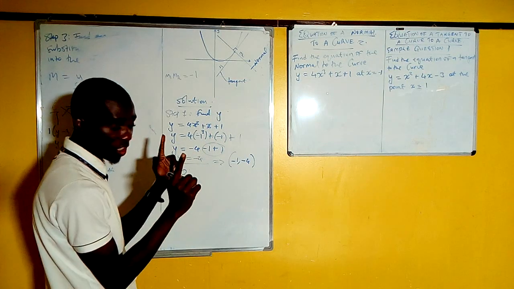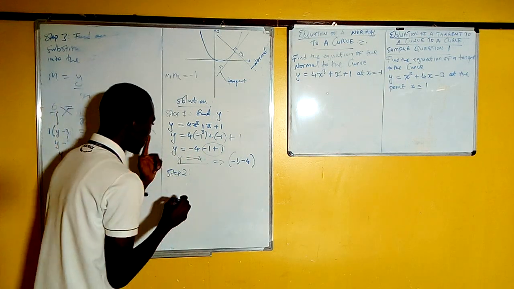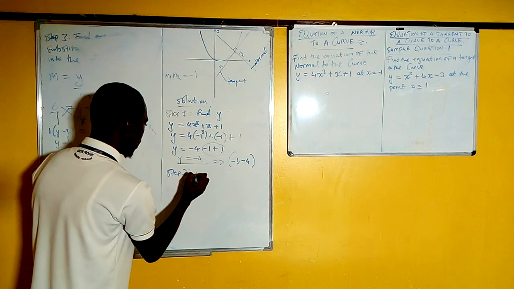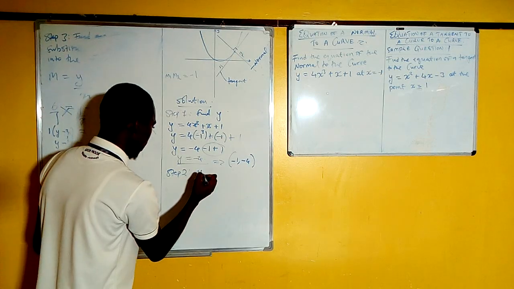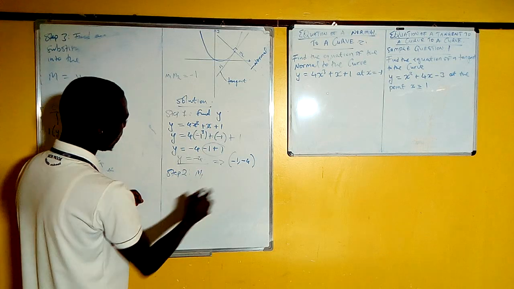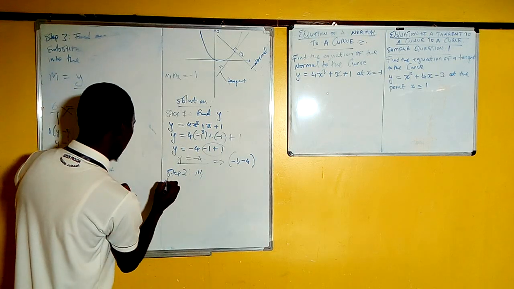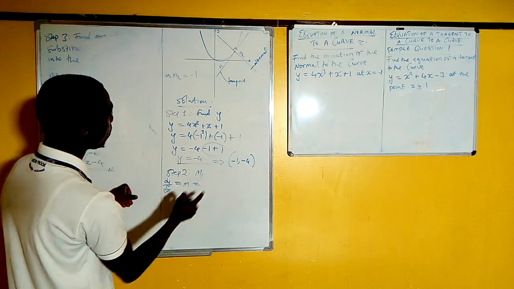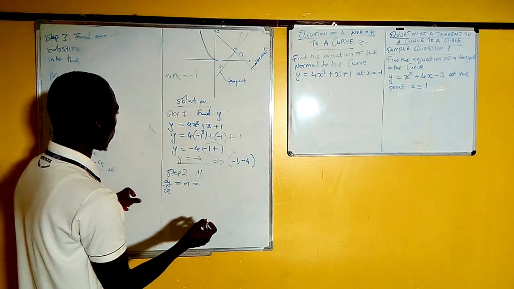Then you use that relationship which we discussed. So the first thing here, we find the gradient of the tangent. So find m1 for the tangent. So also we say dy by dx is equal to m, which is equal to, so that equation there, we are going to go straight forward.